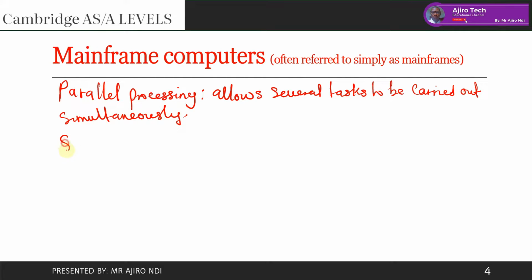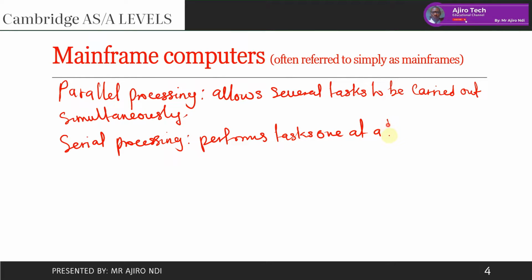But in the case of serial processing, this is when the PC performs tasks one at a time. Okay, so this is very, very important about parallel processing and serial processing, because oftentimes that can actually come out.